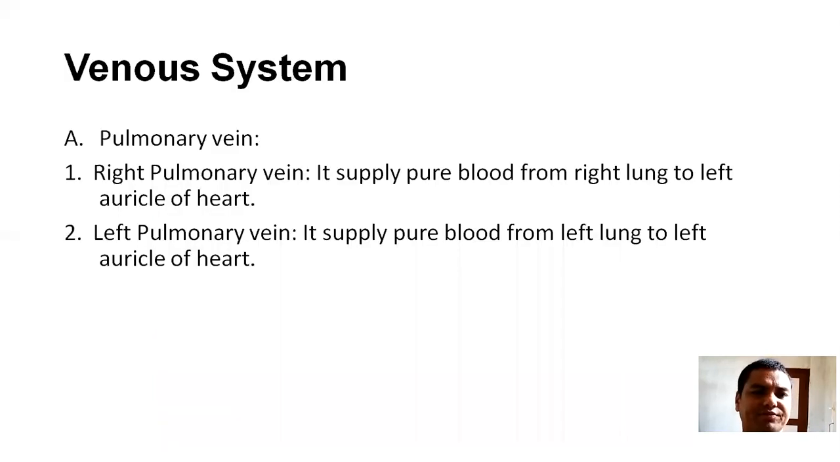Venous system. Pulmonary vein arises from the left auricle. It consists of 2 branches. They are a pair of right pulmonary veins and a pair of left pulmonary veins. Right pulmonary vein supplies the pure blood from the right lung to the left auricle of the heart. Left pulmonary vein supplies the pure blood from the left lung to the left auricle of the heart.